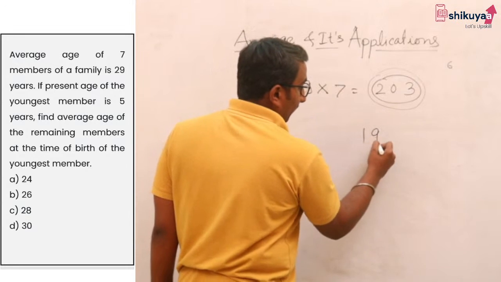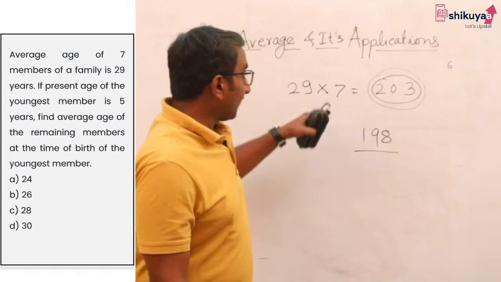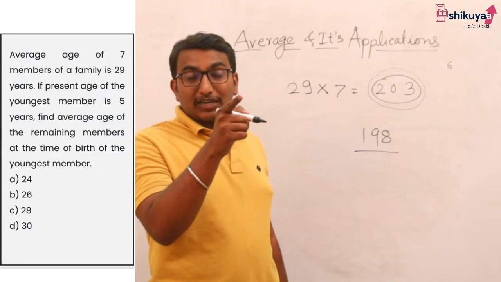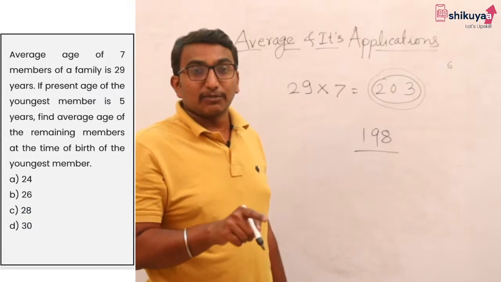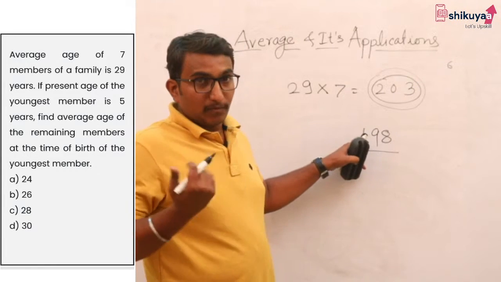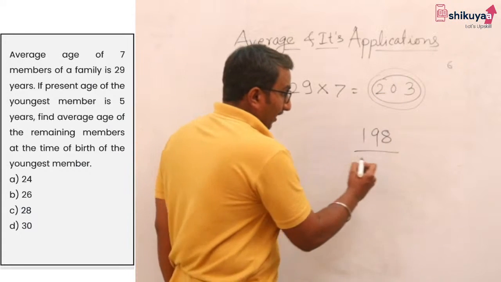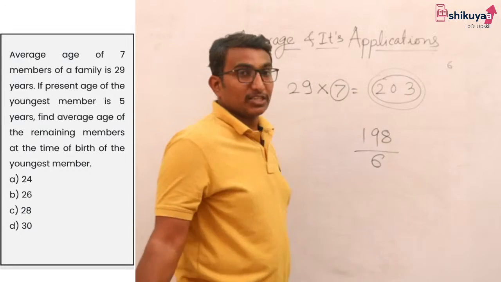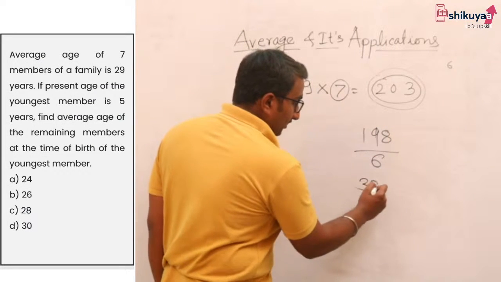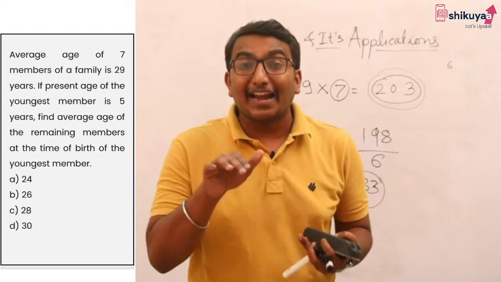So from 203, if you reduce 5, because it is the age of the youngest member, it will become 198. 198 is now the sum for how many members? The youngest member has been excluded, because we are calculating at the time of birth of the youngest member, so he will not be born at that time. So 198 divided by 6 now, because earlier the members were 7, now it will become 6. 6 threes are 18.